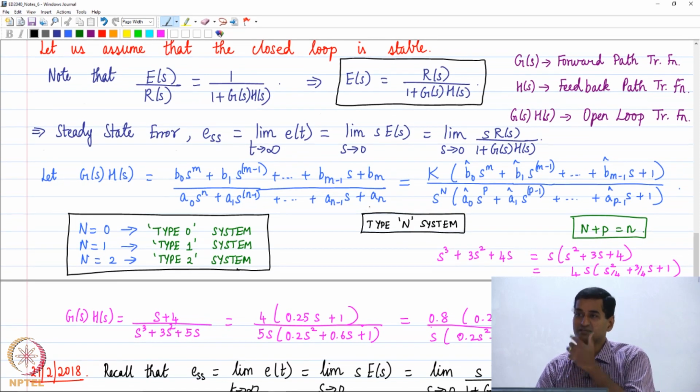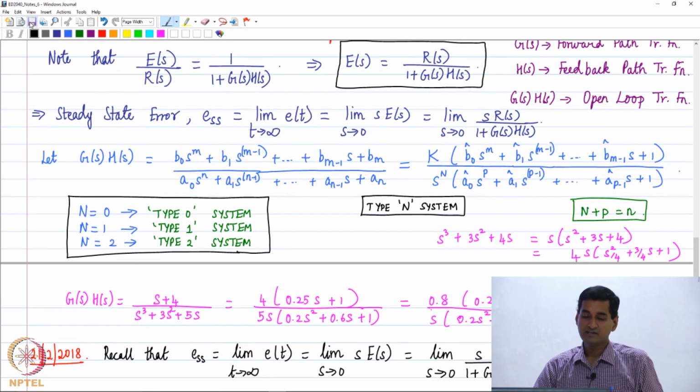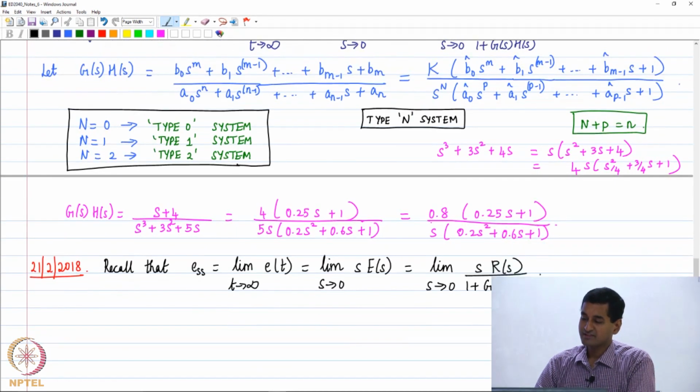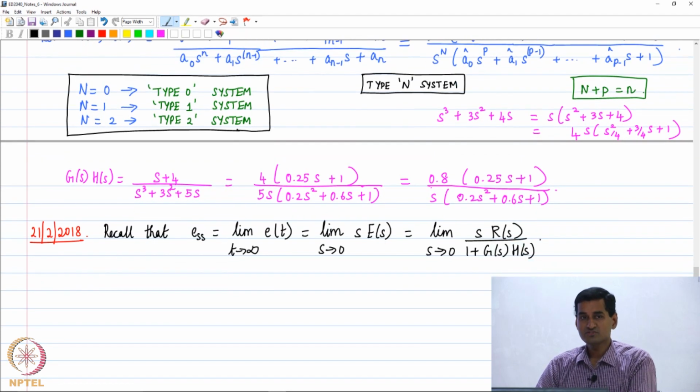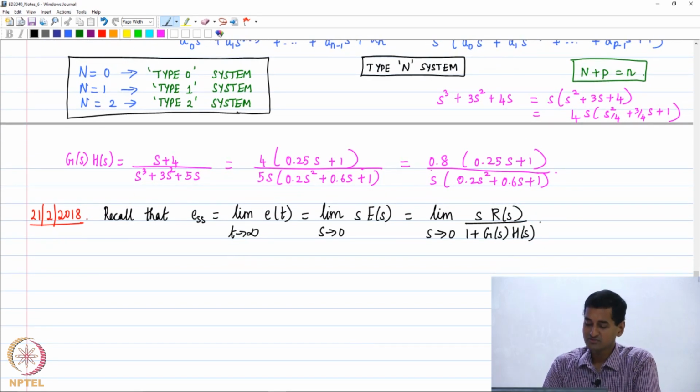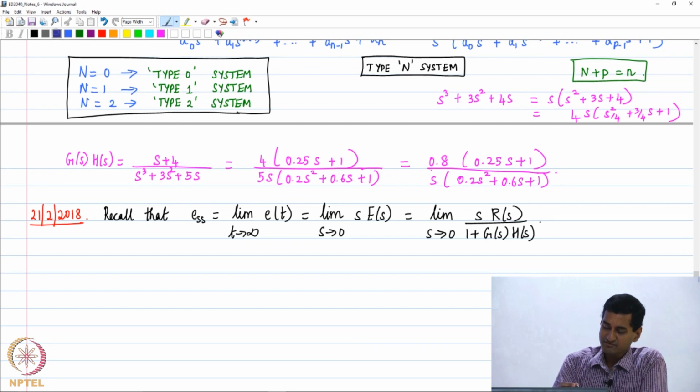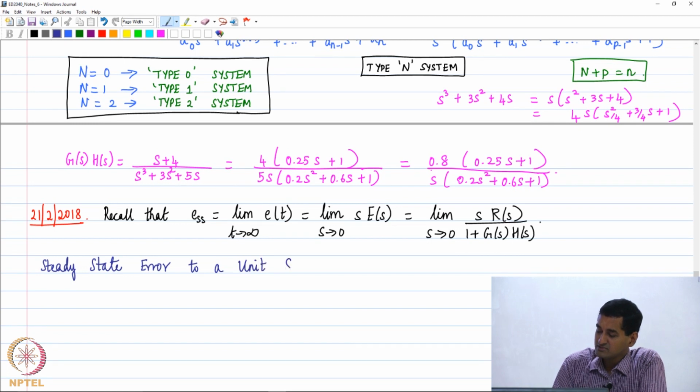And today we will see at least the concept that we associate with this value of capital N, right. So, that is where we stopped in the last class, okay. So, today let us continue from where we left off. So, we are looking at the steady state error. So, let us first do the steady state error analysis to a unit step reference input, okay. So, that is what we are going to do to begin with.